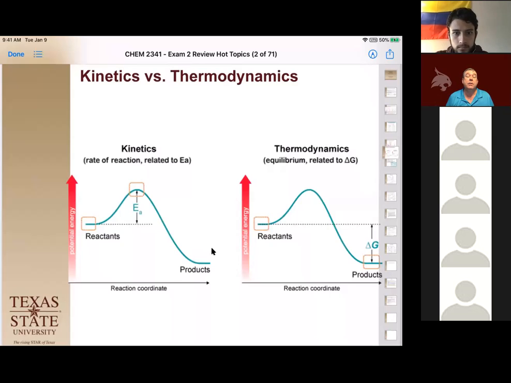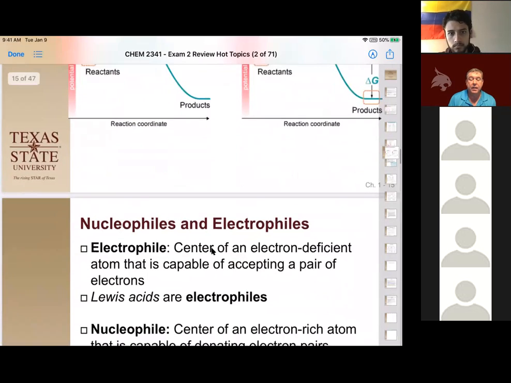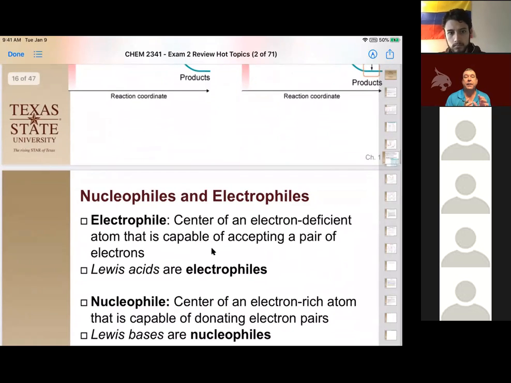Can you be the kinetic and thermodynamic product at the same time? Yes. They are not mutually exclusive. So they are separate and they are not equal. Okay. So that led us into the next reaction set we took.